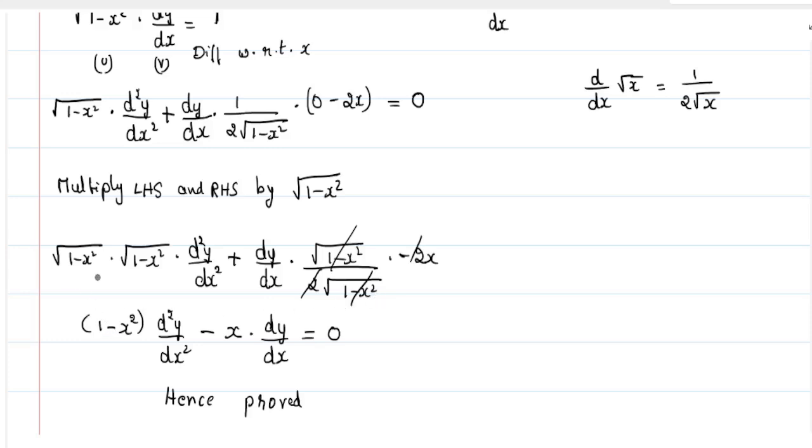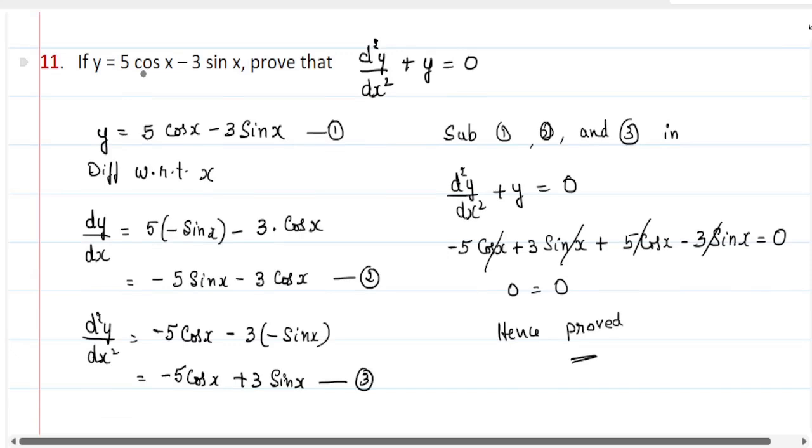What remains is root of 1 minus x square into root of 1 minus x square, which is 1 minus x square, d square y by dx square minus, here 2 and 2 will get cancelled, so minus x remains into dy by dx is equal to 0. Hence proved. This is the answer. Now we'll go to the next question.